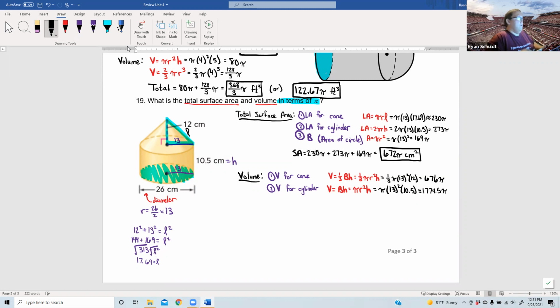Pi. So for the volume in total, we have 676 pi plus 1774.5 pi. If you add those together, you get 2,450.5 pi centimeters cubed.